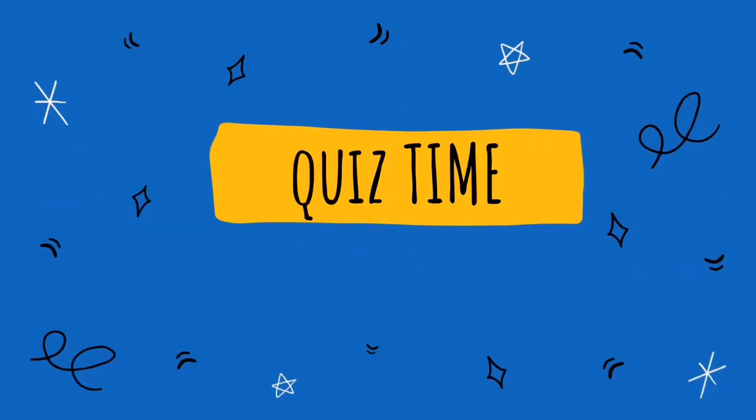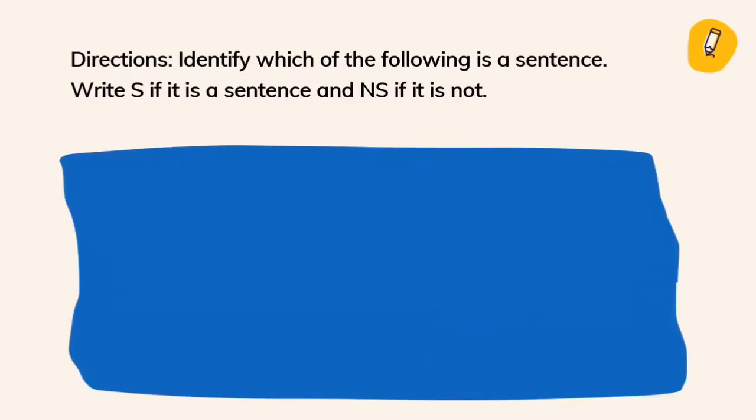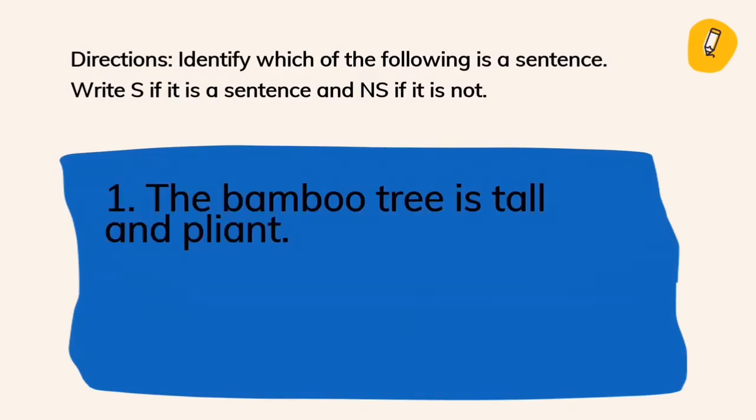Now that we're done with our lesson, it's quiz time. Identify which of the following is a sentence. Write S if it is a sentence and NS if it is not. Are you ready? Come on, we can do this. Number 1. The bamboo tree is tall and pliant. Is it a sentence or not? Very good. It is a sentence.